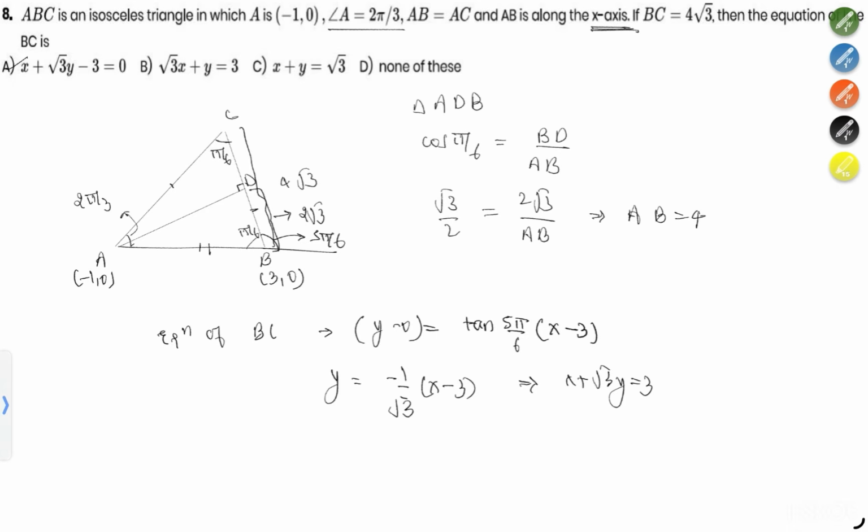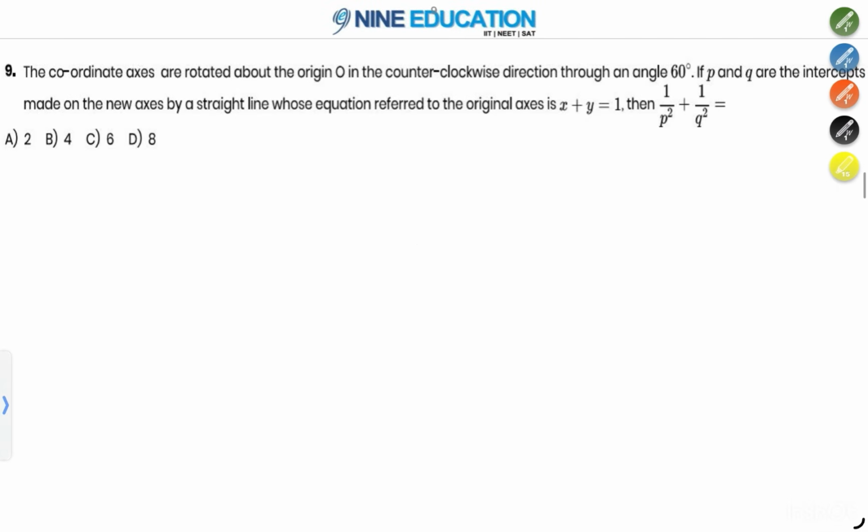Okay. Now let us move to question number 9. In question number 9, they have given us that the coordinate axes are rotated about the origin. So rotation of axes is happening here in the counterclockwise, or we can say anti-clockwise, direction at an angle of 60 degrees. P and Q are the intercepts made by the new axes on the straight line whose equation in the original axes is x plus y equal to 1. Now we have to find the value of 1 by p square plus 1 by q square.